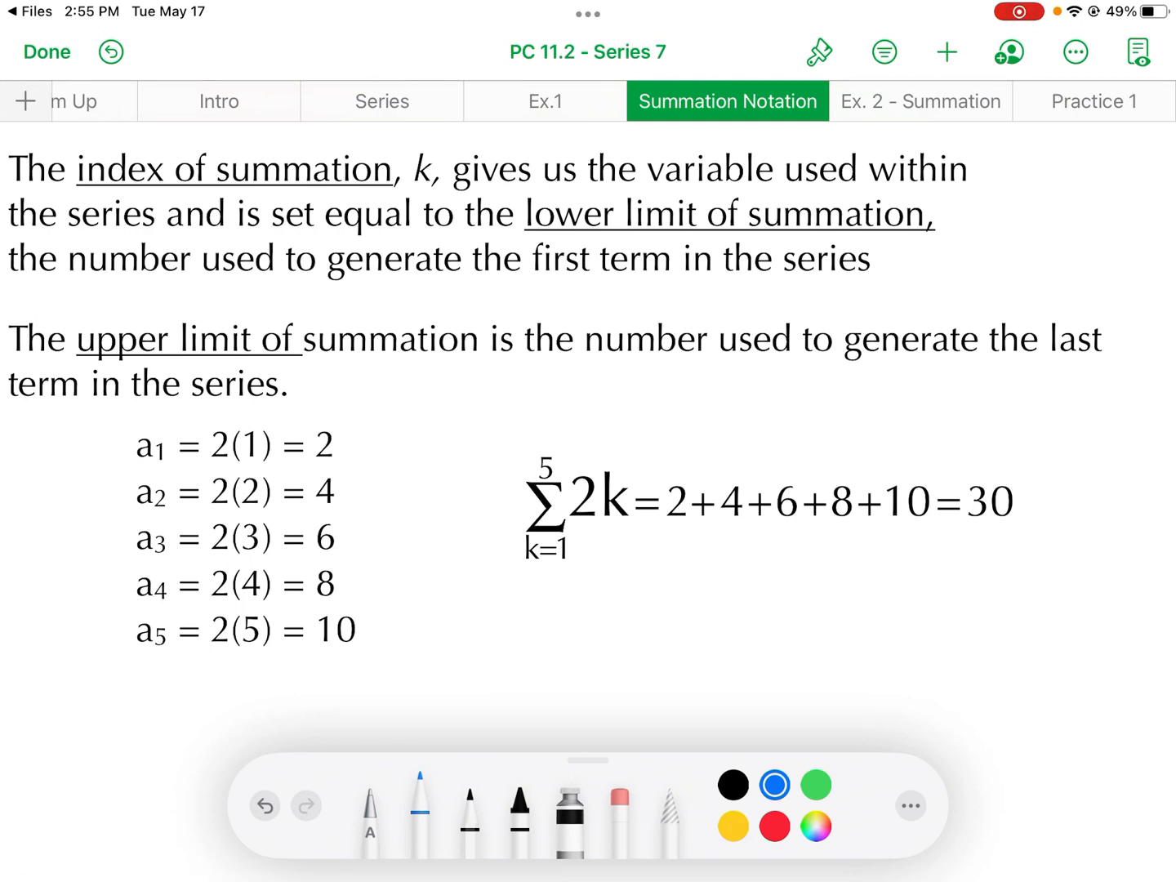So if we look down below, I have this one worked out. We would read this as the sum from 1 to 5 of 2k, which is simply 2 added with 4, added with 6, added with 8, added with 10, which results in 30. So notice we plug the numbers 1 through 5 in for k. We got our 5 results there and simply added those together.